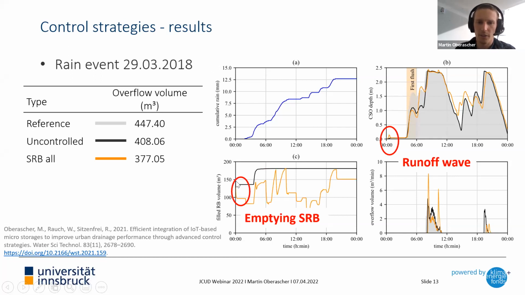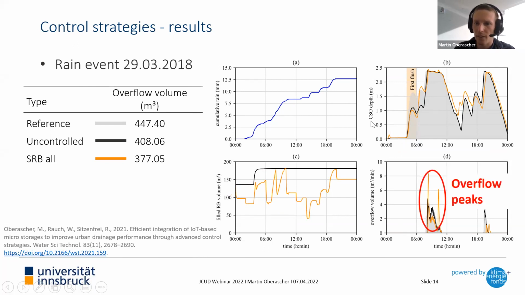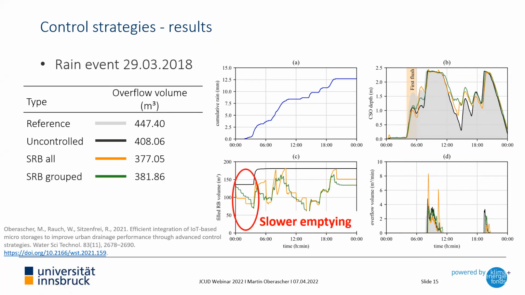First, as rain is forecasted, the smart rain barrels are emptied at the beginning, which also induces a small runoff peak at the beginning. And second are the overflow peaks, which are approximately twice as high compared to the reference state. The control strategy with the least improvements is smart rain barrel grouped, as they can avoid the additional discharge peaks, but through the staggered emptying, they are also slower emptying, which decreases the performance.